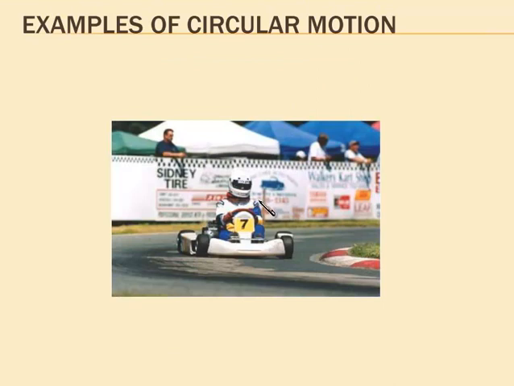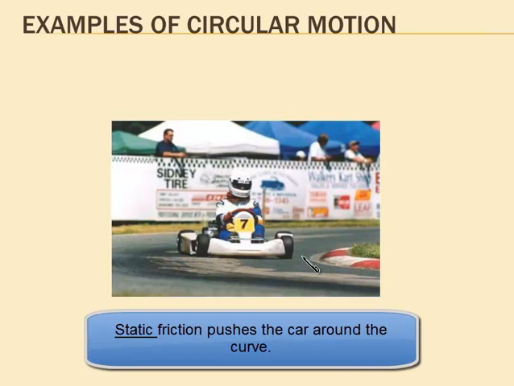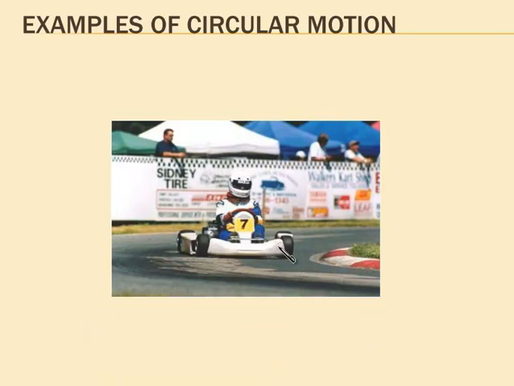So here, the force that allows this car to take the curve is friction. If there were no friction here, if somebody threw oil on this road, this car would not be able to take the curve. So friction is the force that obliges this car to go around in a circle.